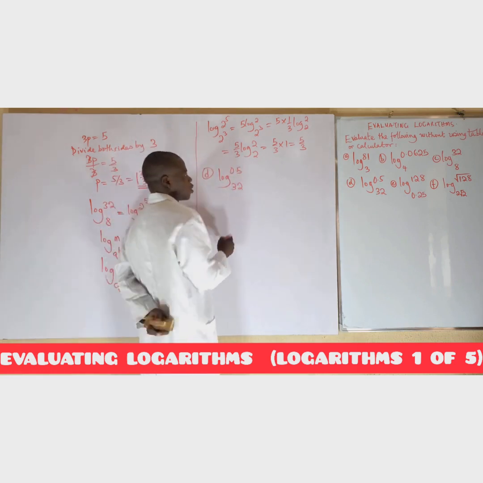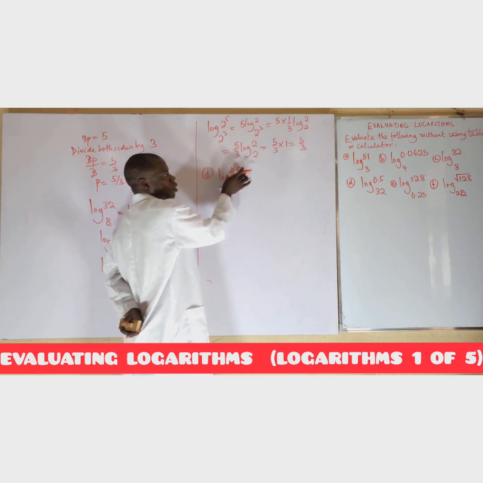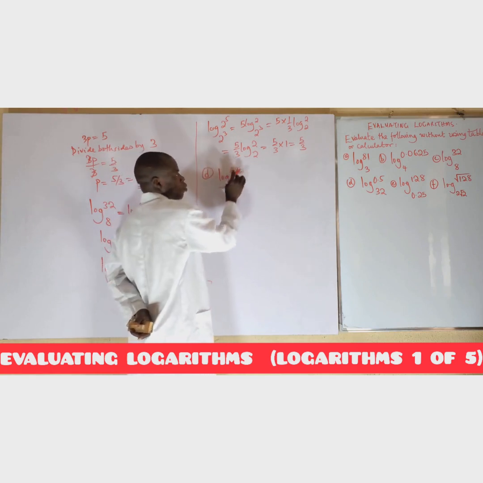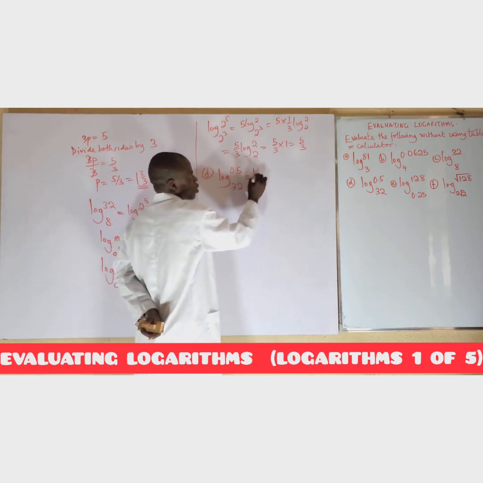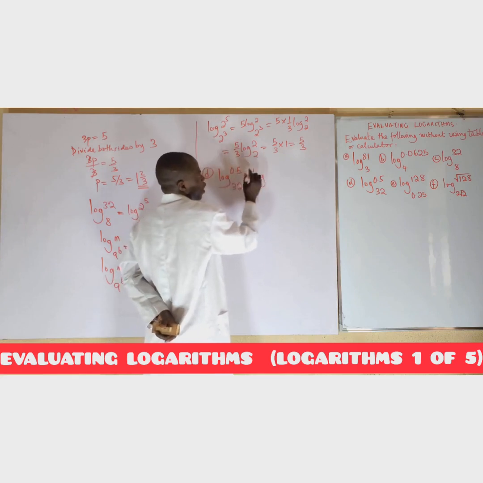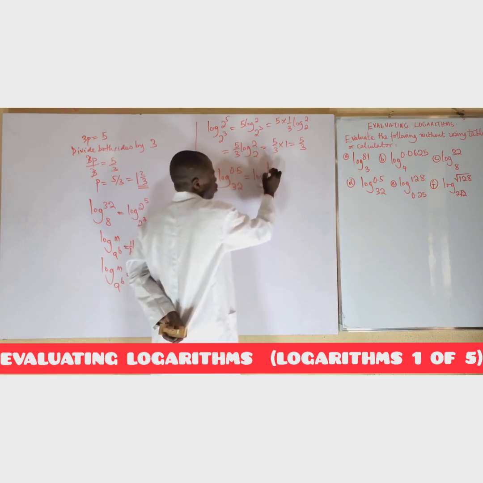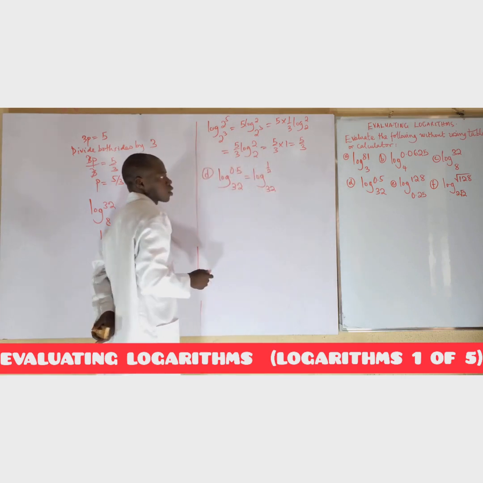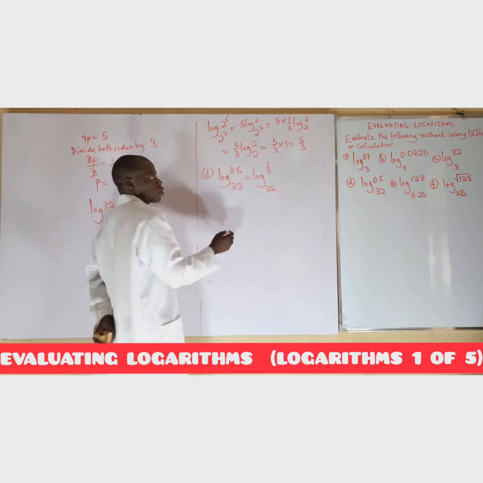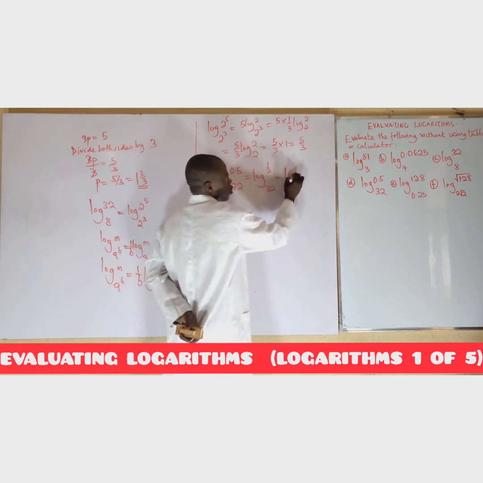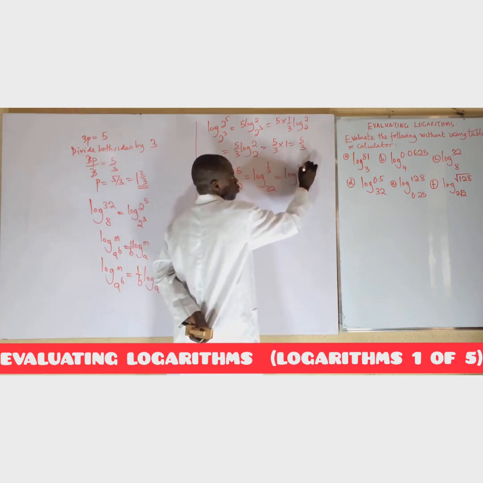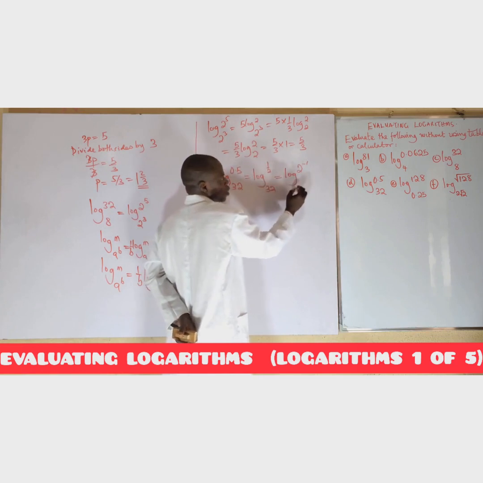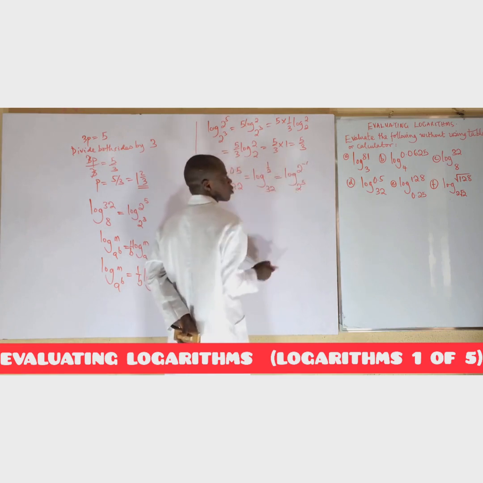Now we are going to simplify this in fraction. That's 0.5. Then you are going to have it as log 0.5 is 1 over 2, and this is base 32. As you can see, we are going to rewrite this as log 2 raised to the power minus 1, and 32 can be expressed as 2 raised to the power 5.